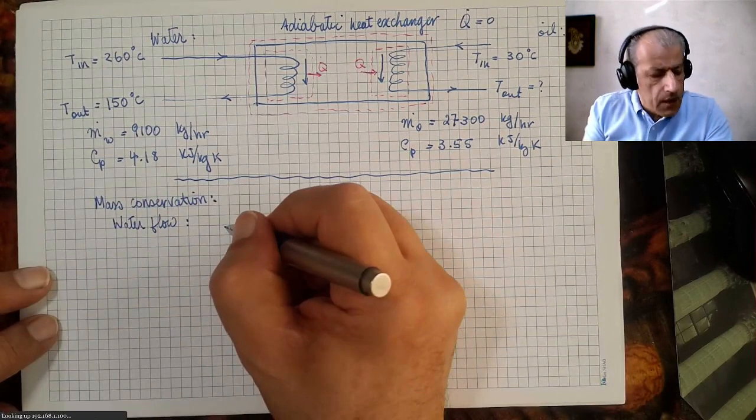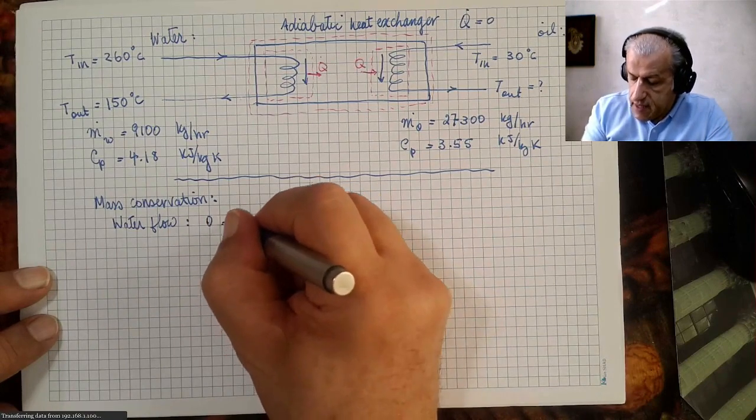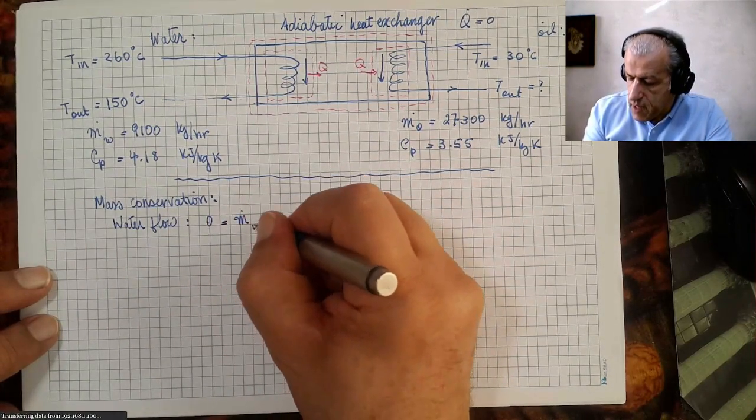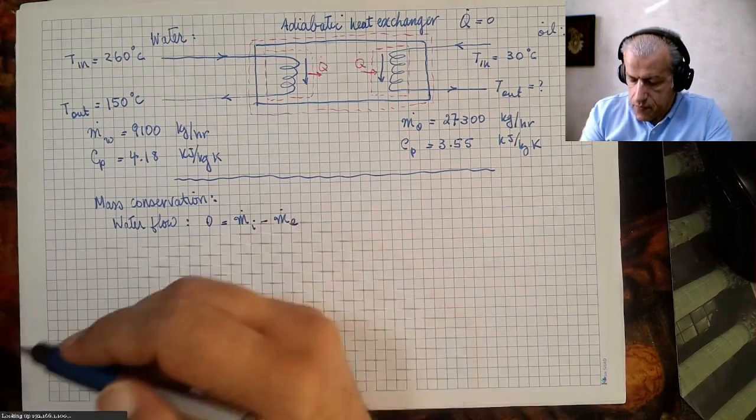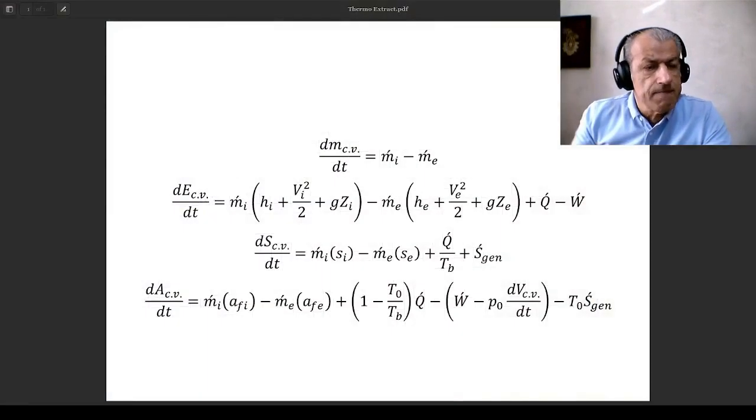And what is our mass conservation? It is 0 since it's steady, equals m dot I minus m dot E. I have these equations, and I'm writing this equation. Since it is a steady flow, this term vanishes, and then the sum of inlet and exit mass would be 0. It would be the same for this one.